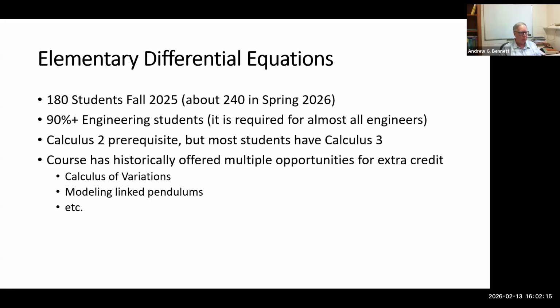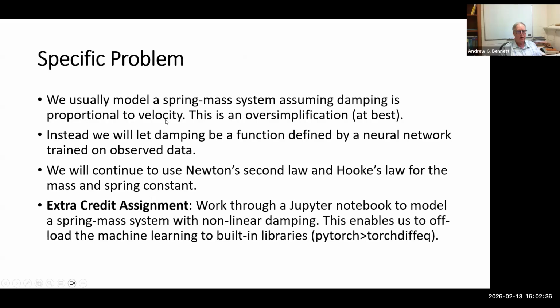But we do have math majors and things that take it. We have a Calculus 2 prerequisite, though most students have had Calc 3. And historically, we've offered multiple opportunities for extra credit, in calculation of variations and things like that. And so the idea was, let's build an extra credit assignment for this.